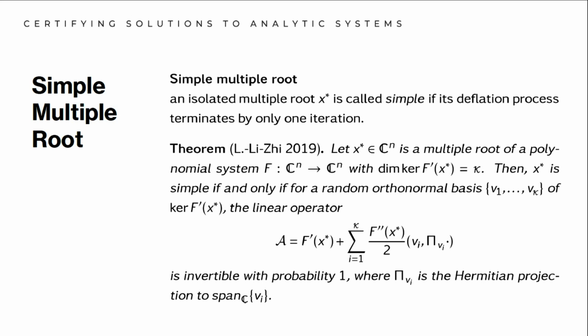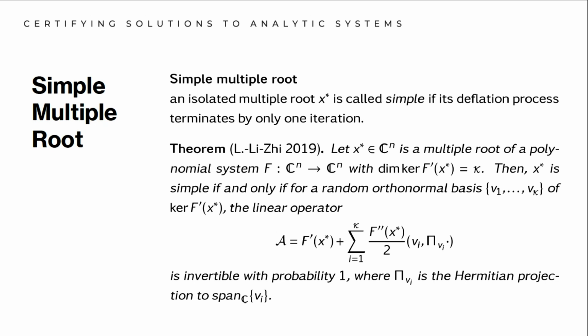So now we are going to choose some orthonormal basis. Then we can construct this operator A. When we have a simple multiple root, this A should be invertible with probability 1. The reason I mention probability 1 is that we need to choose some random orthonormal basis for the kernel.